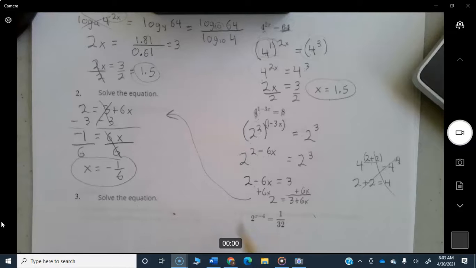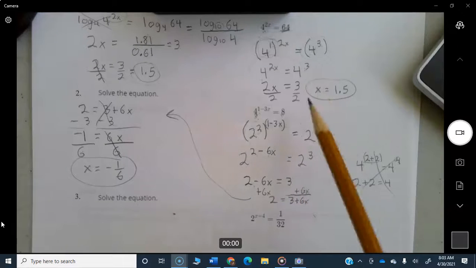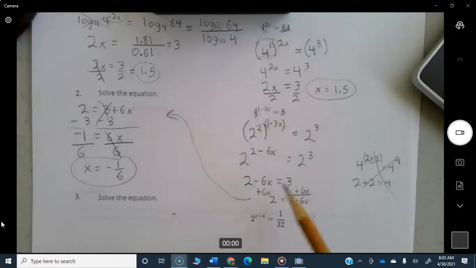Okay, notice we didn't have to use the change of base here. So this is the way they want you to solve these problems, not with the change of base, although it can be done. You can do it that way. Okay, let's move on.